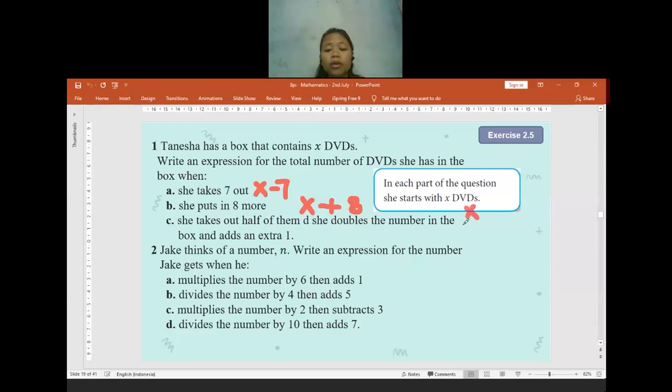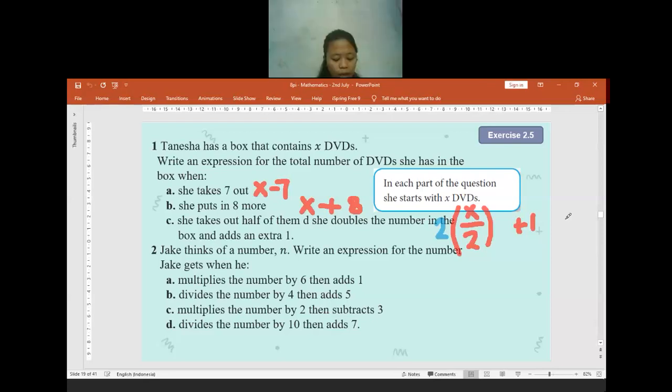Then double the number and add 1. So x divided by 2, then times 2, plus 1. Is it like this, with a bracket? No, the 2 is in the front. Oh yeah, the 2 in the front, like this. So can we simplify this? What if we simplify it? It becomes x plus 1.